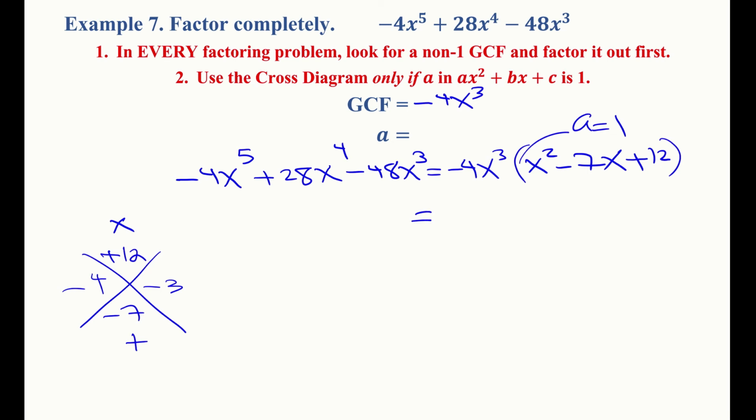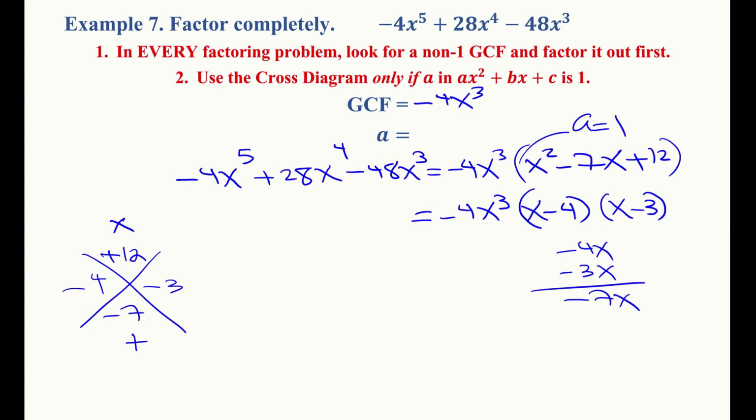Don't forget that you have to carry the negative 4x cubed. And what do you get? You get x minus 4 times x minus 3. Quick check. First times first is first. Last times last is last. Inner is negative 4x. Outer product is negative 3x. And they combine to give us negative 7x. So we're good. All right, so there's another example where the GCF was not 1 and needed to be factored out first.